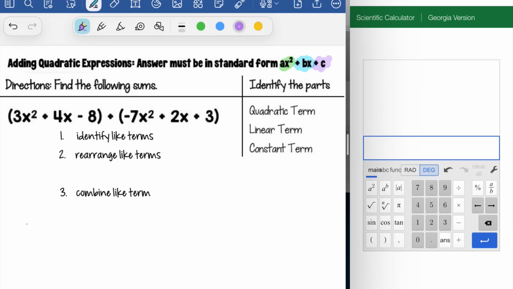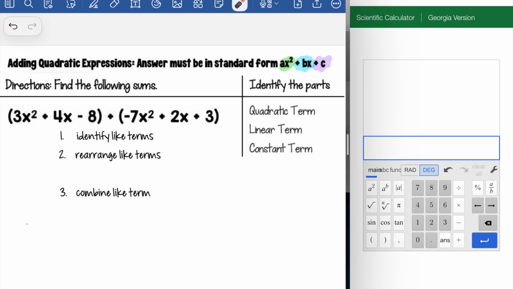All right, hey y'all. We're going to continue our lesson over quadratic expressions and we're going to be focusing on adding and subtracting. The most important thing to remember is that our final answer must be written in standard form: ax squared plus bx plus c. That means my quadratic term comes first, my linear term comes second, and my constant term comes last.